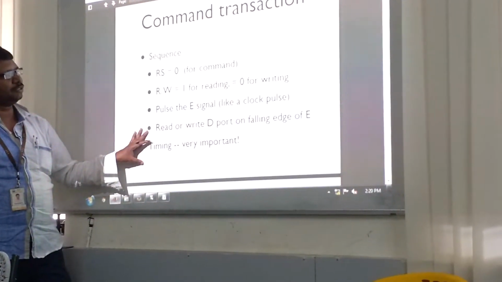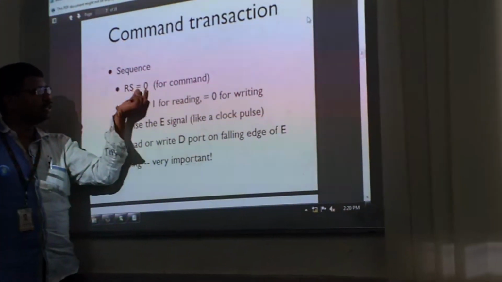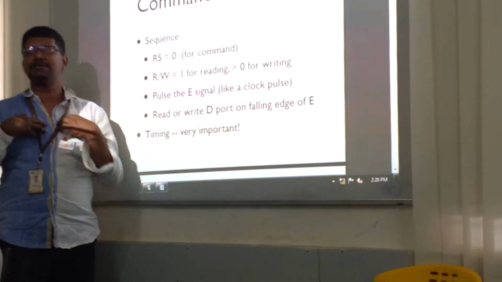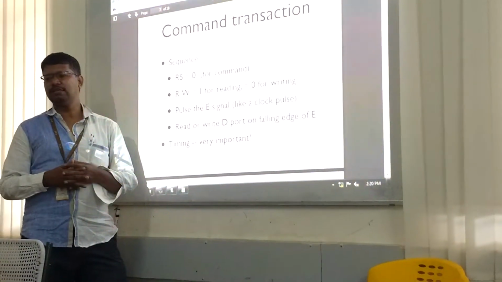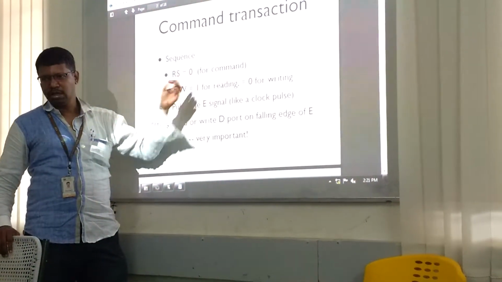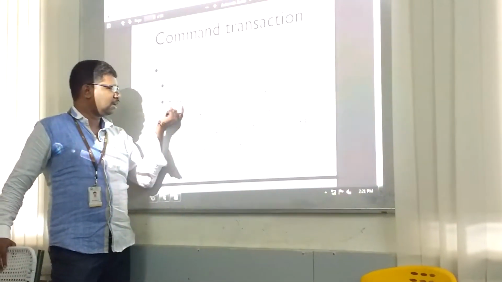The sequence of how we are going to do this is, first RS is set to 0. What is the need of setting RS to 0, if you ask? To indicate that I am going to transfer the command. To make the LCD module understand that the microcontroller is going to transmit the command, we are making it 0. After making it 0, we say whether we are going to read or write. So that control signal will be given.